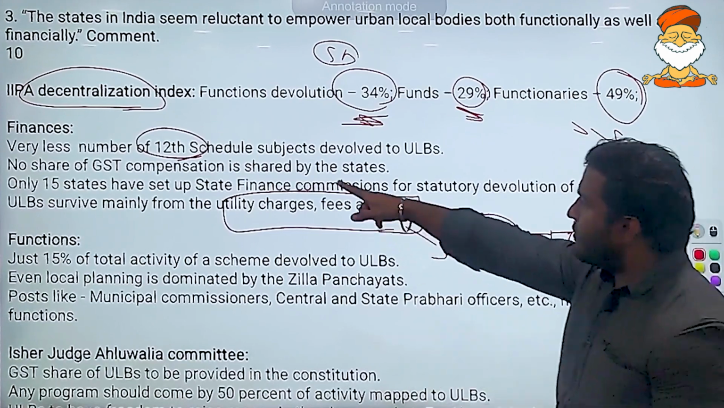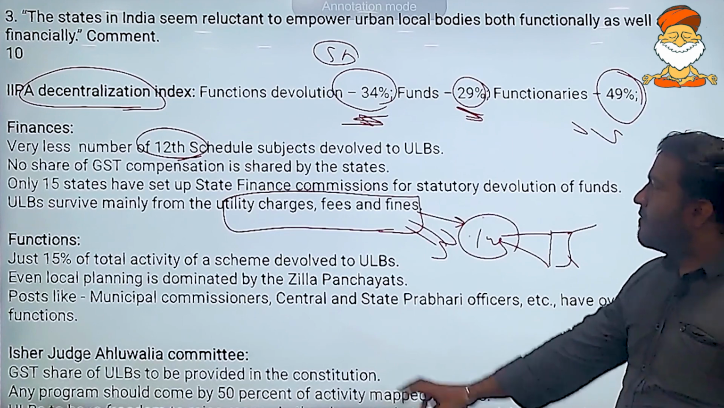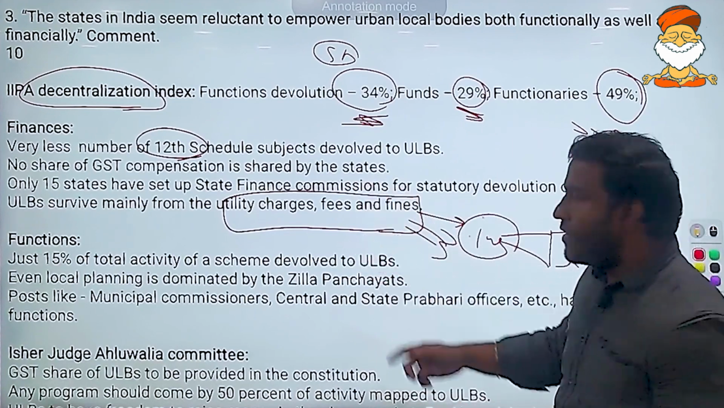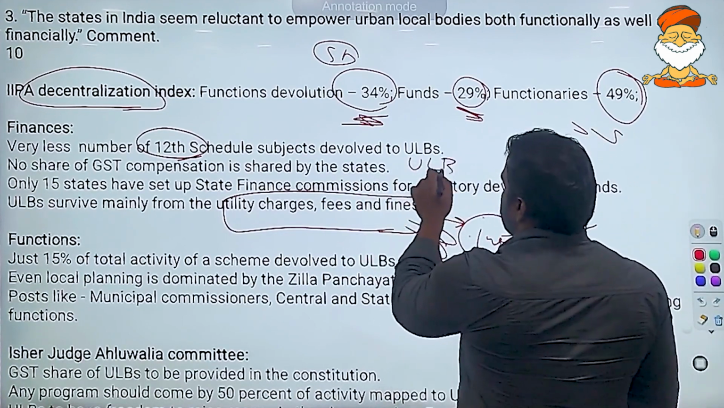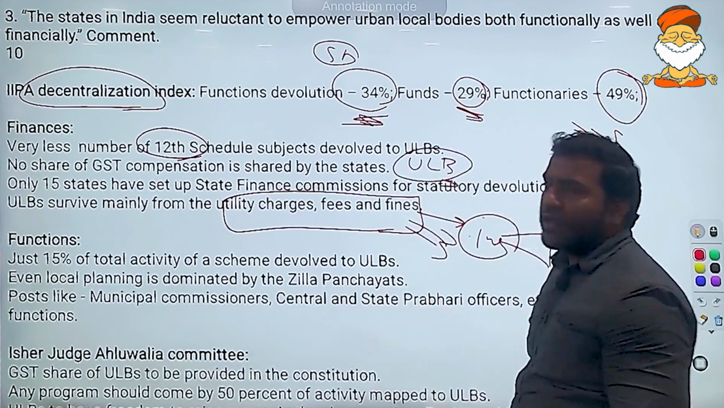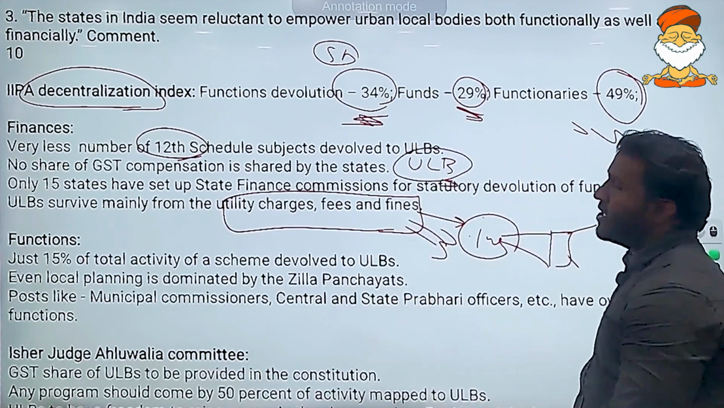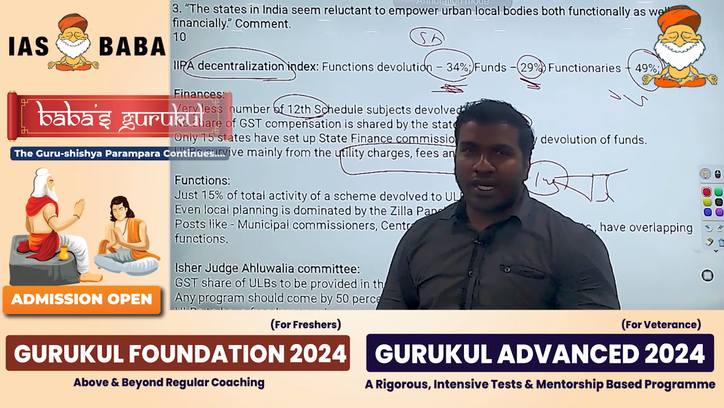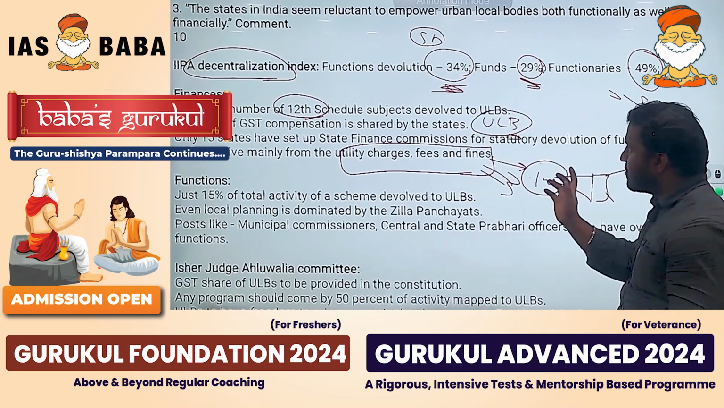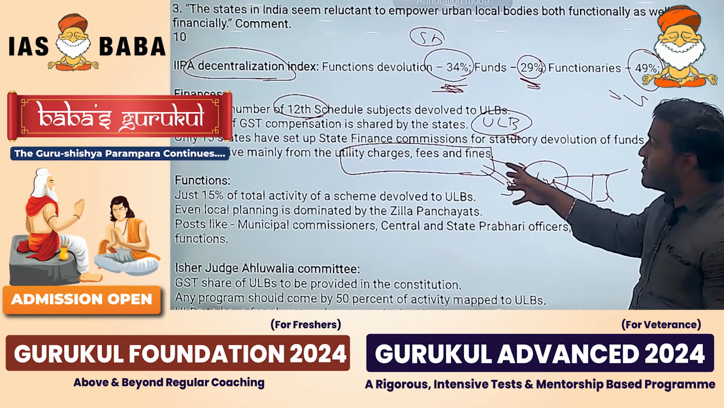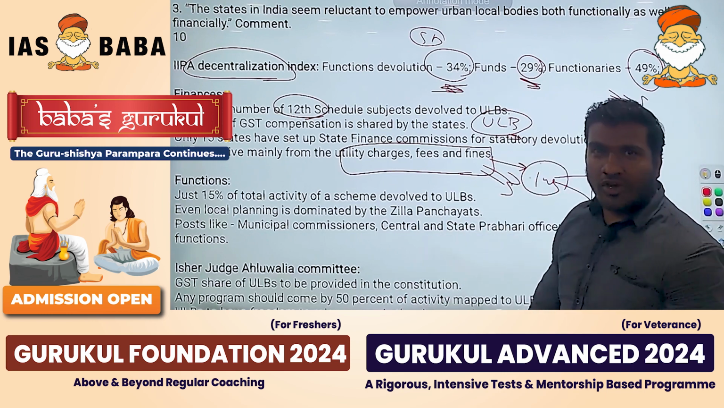So no share of GST compensation is shared by the states with the urban local bodies, or even the rural local bodies for that matter. Friends, with the coming of GST, they abolished octroi, which is a local tax, and at the same time most of the states lost taxation power which otherwise would have been devolved to the local governments as well.